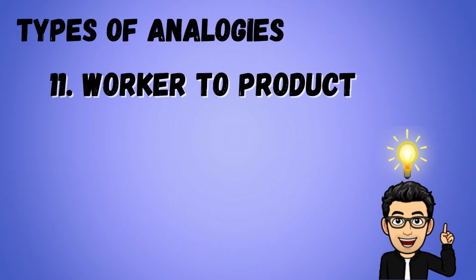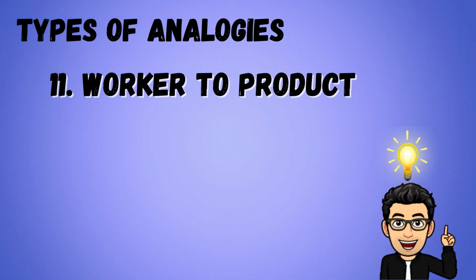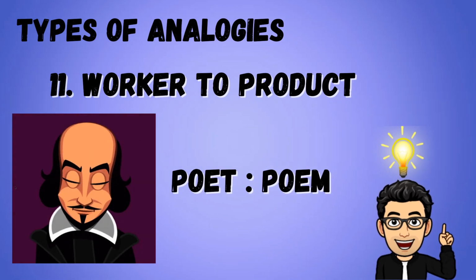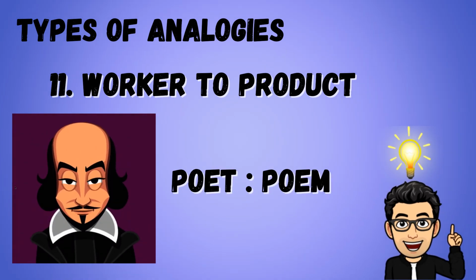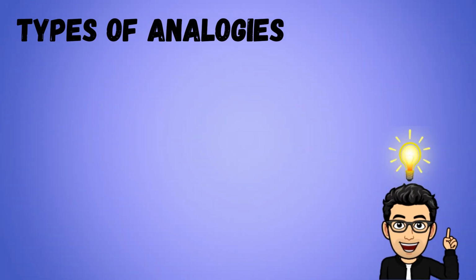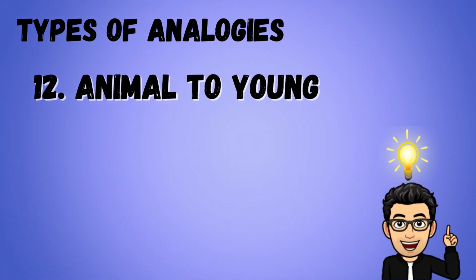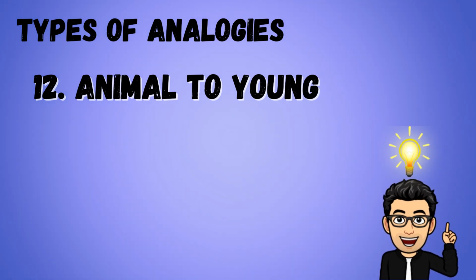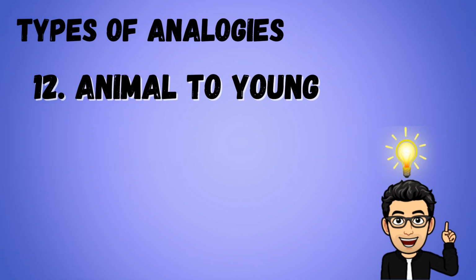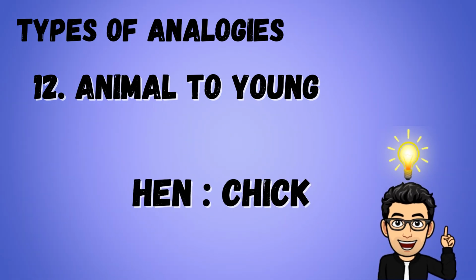Worker to product means one word of the pair represents the worker, and the other represents his or her final product. For example, poet is to poem. Animal to young analogy means that one word of the pair represents the name given to the young one of the animal given in the other word. For example, hen is to chicken.